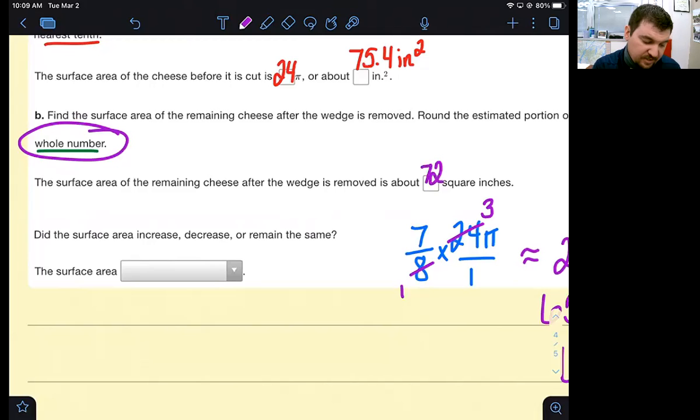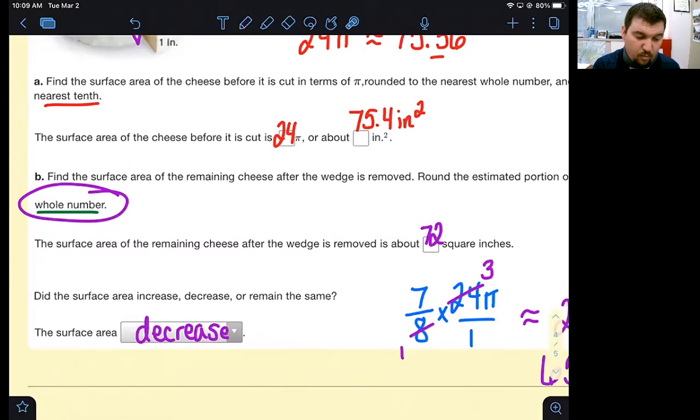So the last question says, did the surface area increase, decrease, or remain the same? Well, it decreased when I took the piece of cheese out, but not as much as you thought it was. Compare your 2 answers. We took 1/8 of the cheese away. We went from 75.4 to 72, because when we took the piece of cheese out, it created extra surfaces that we had to add back on. Okay, that's what made this problem tricky.